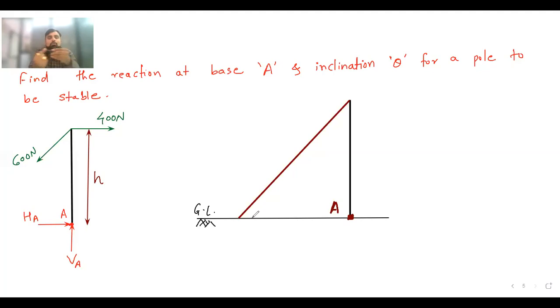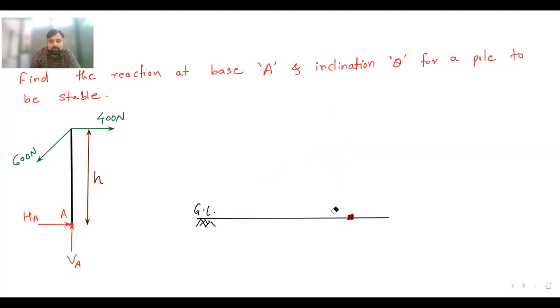What about this horizontal motion? You can see the 400 kilonewton force is acting on this pole which will drive the pole away. Even if you stabilize it vertically, the pole will fall horizontally. So to stabilize that pole here at point A, the horizontal reaction will act and that reaction is H. So these two reactions will try to maintain the pole in equilibrium. Okay, so this is the given diagram.